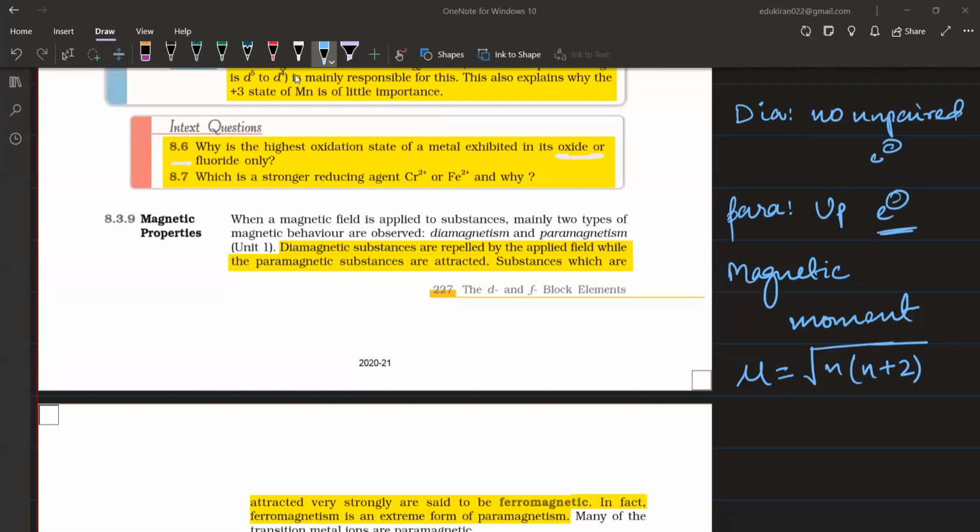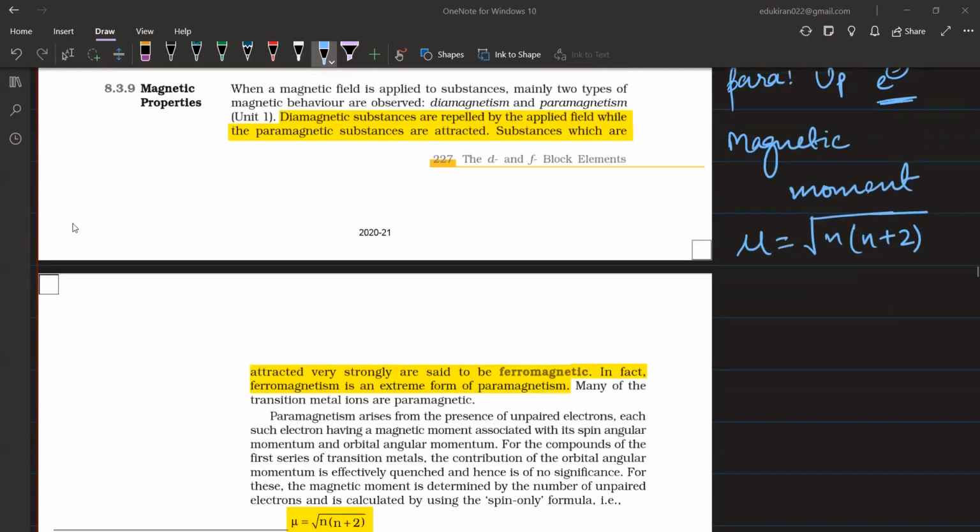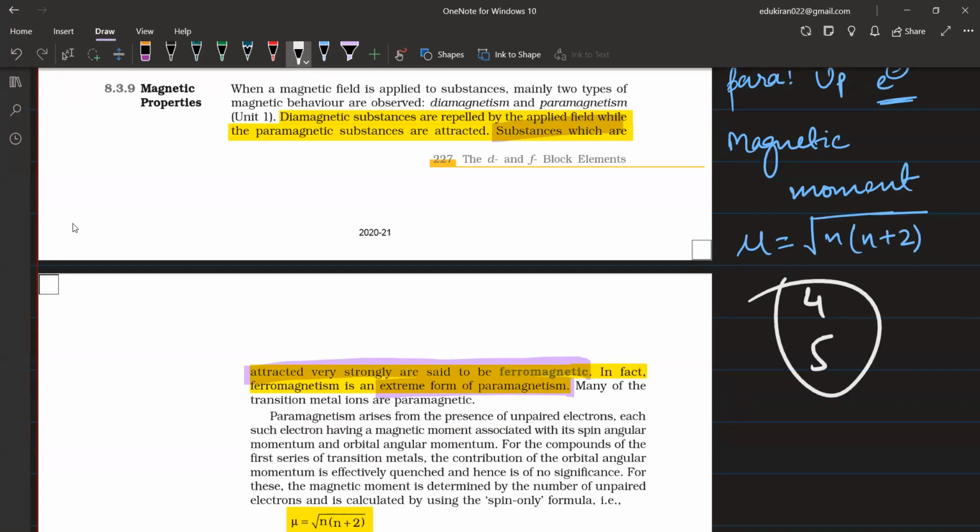Okay, now there is another thing which is ferromagnetic, which is new. Ferromagnetic substances which are attracted very strongly are said to be ferromagnetic. What is ferromagnetism? It is an extreme form of paramagnetism. That's it. Now see, iron is very strongly attracted because iron and manganese, all of them, have 4 unpaired electrons, 5 unpaired electrons. That is why they are very highly attracted.